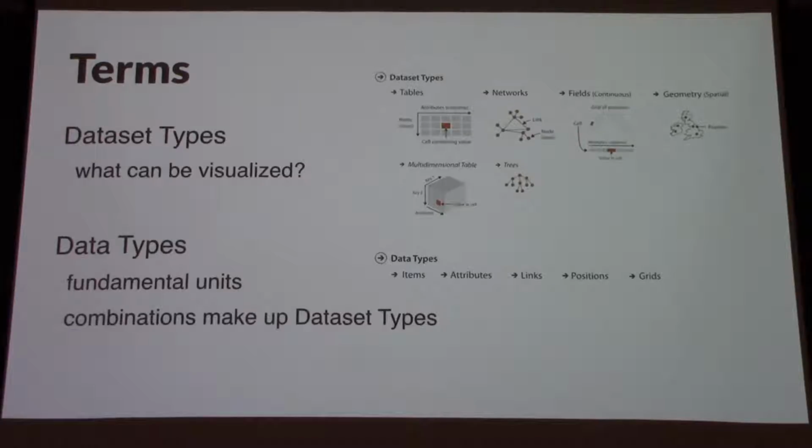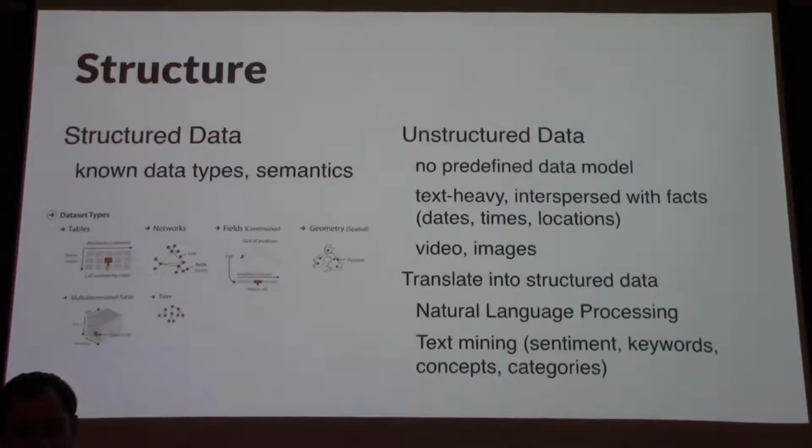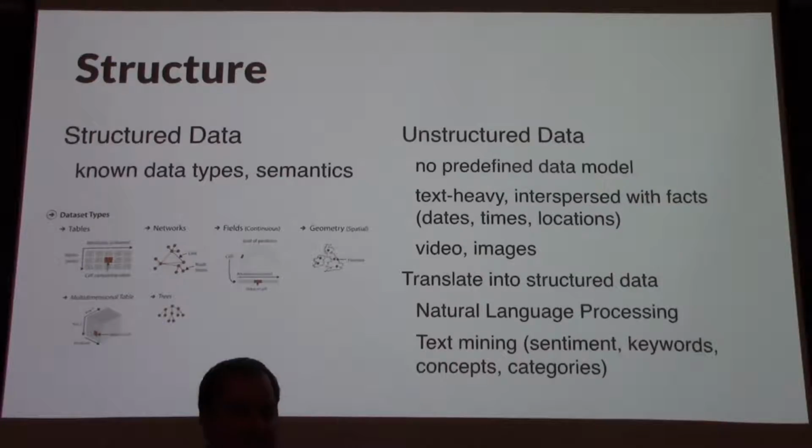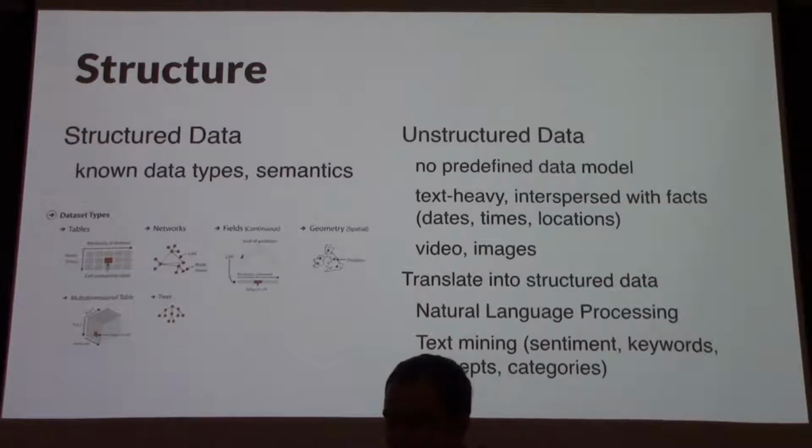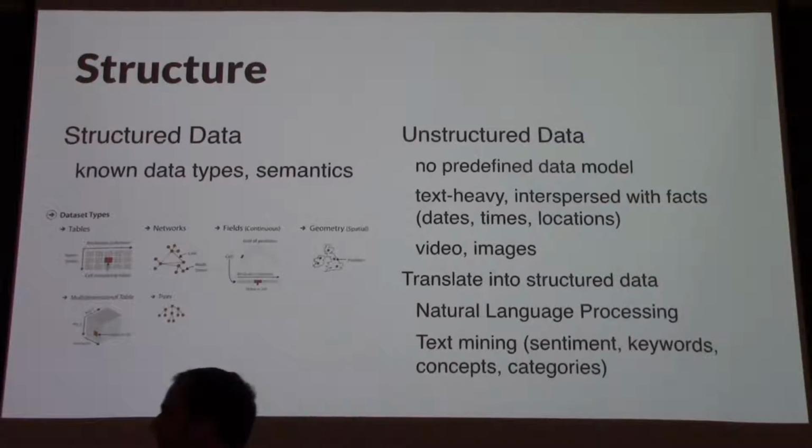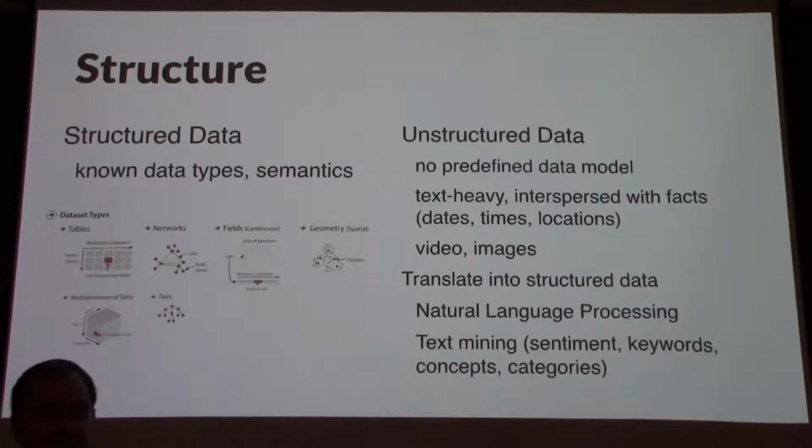Okay, so we distinguished between data set types and data types last time. The data set types were things like tables, networks, fields, and geometry. And data types were things like the items in the table, the attributes in the table, links between nodes, for example, positions and grids. And then we made this distinction between structured and unstructured data. So essentially the gist of this is, if you want to visualize and analyze unstructured data, you first have to define or infer a structure from it.